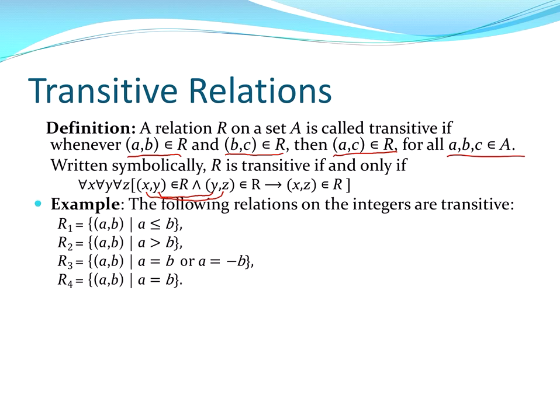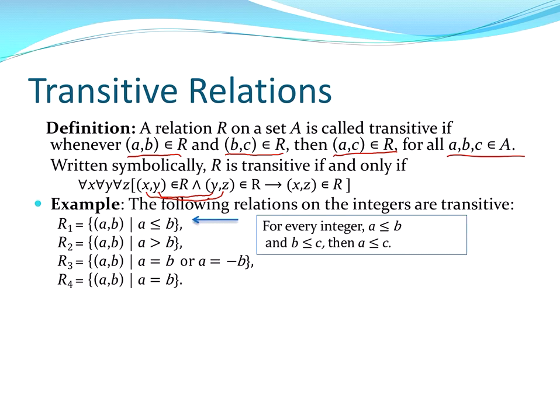All right, which relations are transitive that we saw earlier? 1, 2, 3, and 4. The less than or equal to relation: if a is less than or equal to b and b is less than or equal to c, then a is going to be less than or equal to c. So R1 is transitive. That'll be a similar argument for 2. And of course, equality carries the transitivity property.